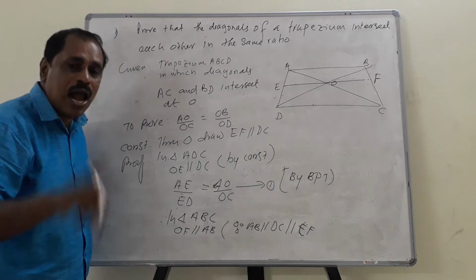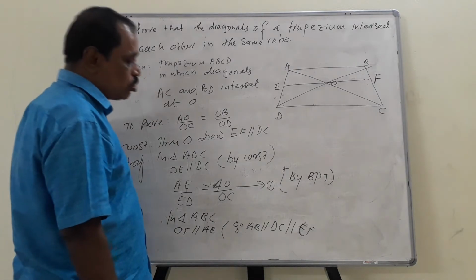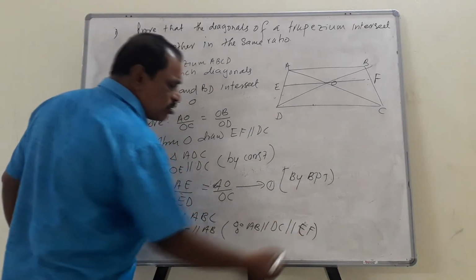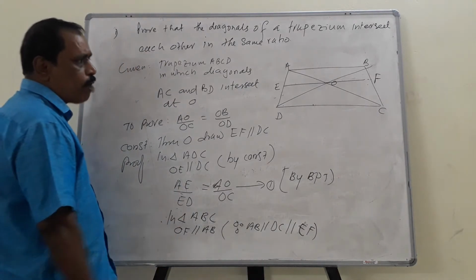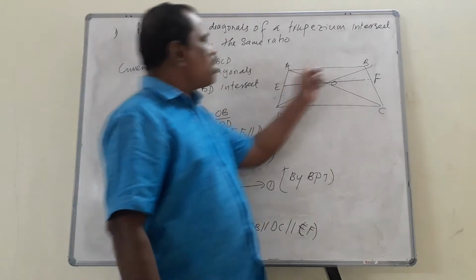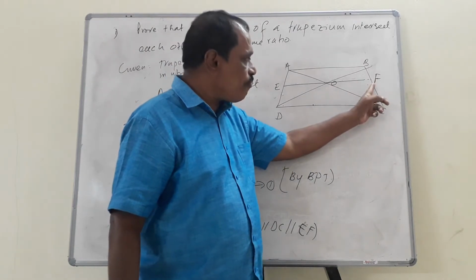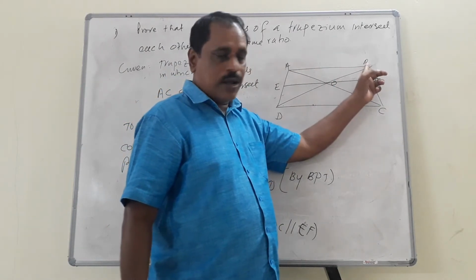Lines that are parallel to the same line are parallel to each other. You can write the reason like this, not enough, no problem. Now in triangle ABC, OF is parallel to AB, correct?